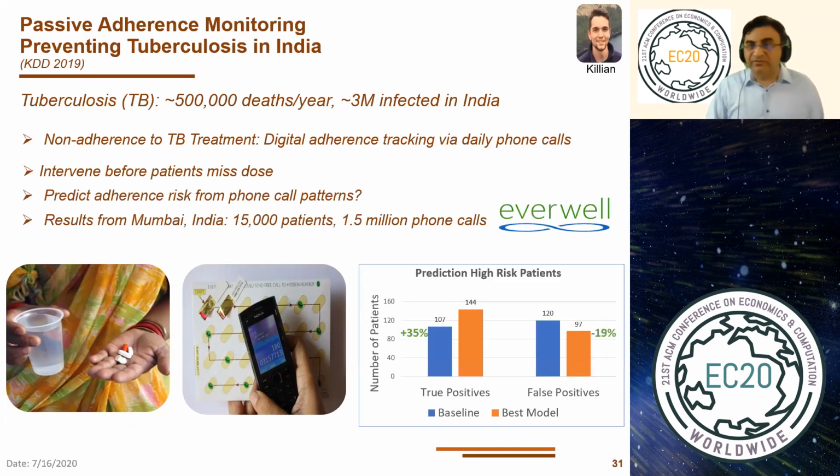And so this is work we've done with an NGO called Everwell, taking data from Mumbai, India: 15,000 patients, 1.5 million phone calls. We're able to show that our prediction works significantly better, with a 35% improvement in true positives and a reduction in false positives compared to their standard rule-based approach. So this is again on the way of being deployed.